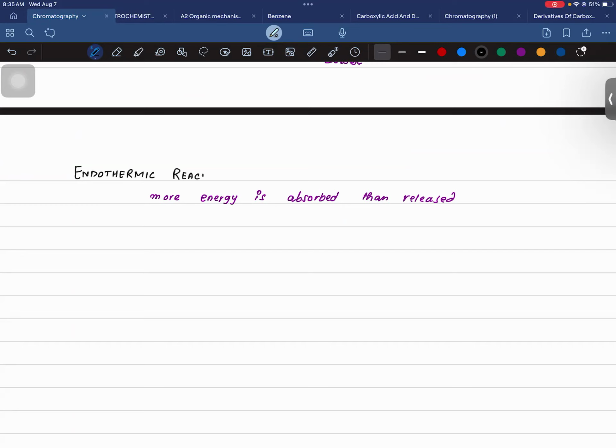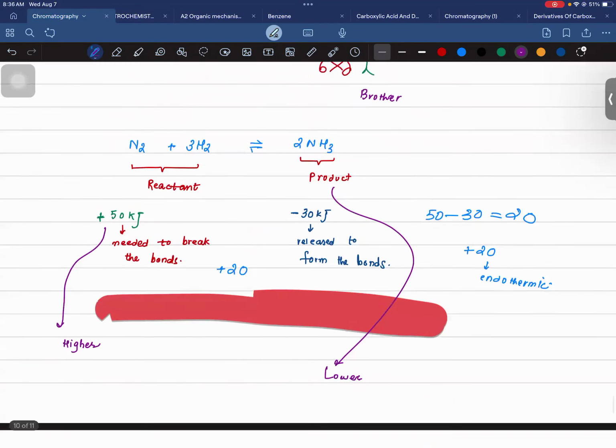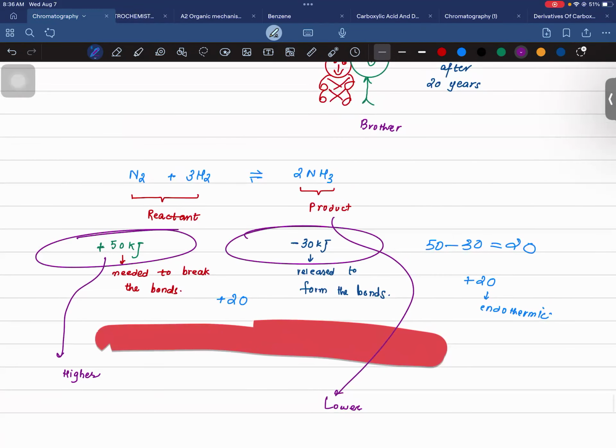Remember, if the examiner is not going to ask for the definition of exothermic or endothermic on the basis of bond energy, you would be telling the old definition. But if the examiner mentions that you are supposed to write down the definition of an endothermic or exothermic system on the basis of bond energy, you would be telling the same thing: more energy is absorbed than released. So obviously, when you solve this, plus 50 minus 30, you get an overall positive value, which shows that the reaction is endothermic.